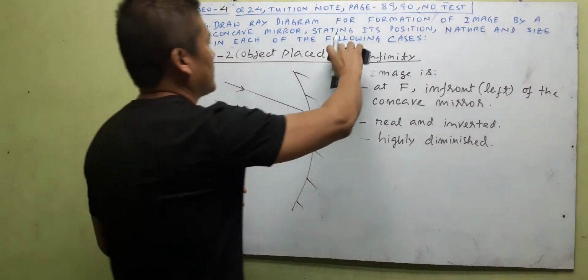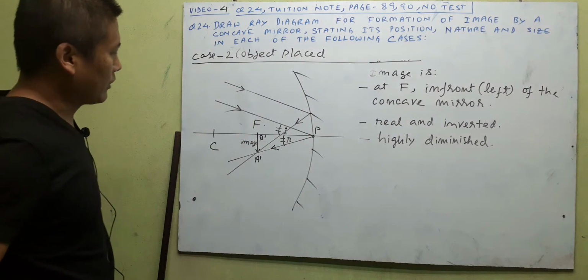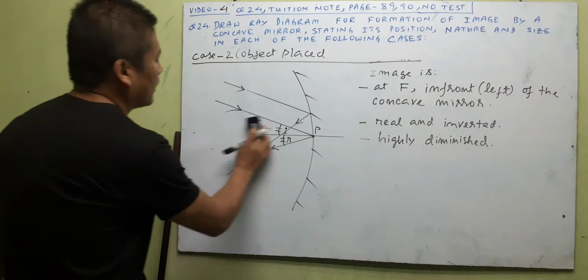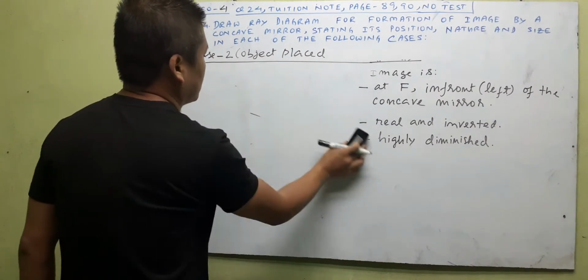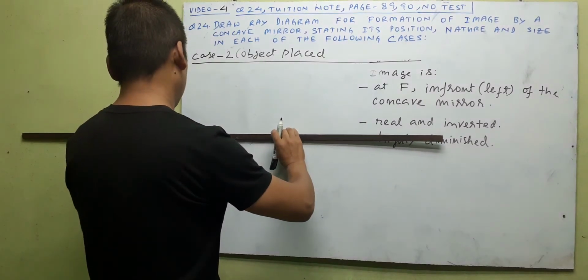Now let us say the object is placed now from very far away, we started from infinity. The object is going to be brought slowly closer to the mirror, okay? So next, you draw the line again like you did here.